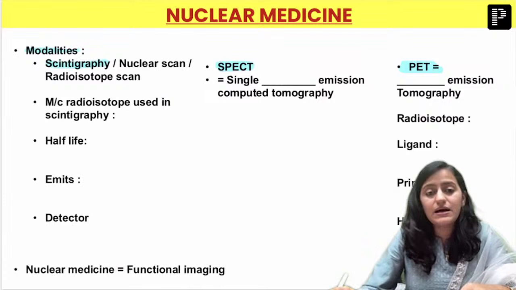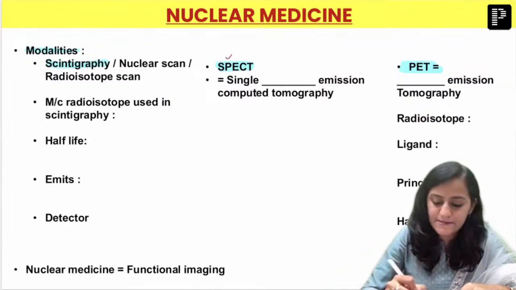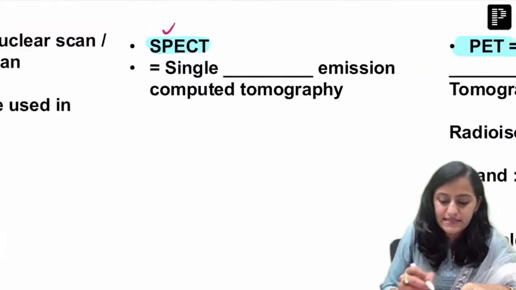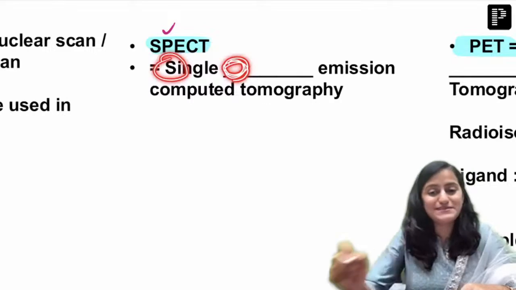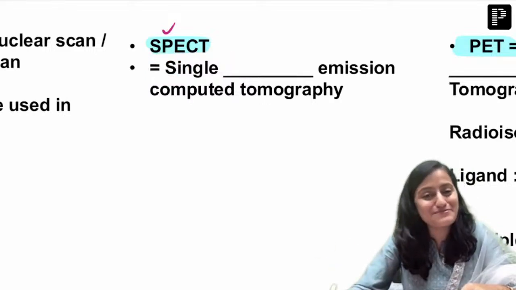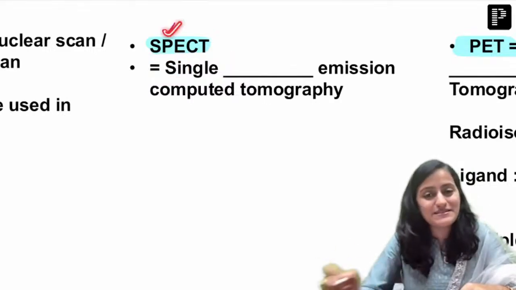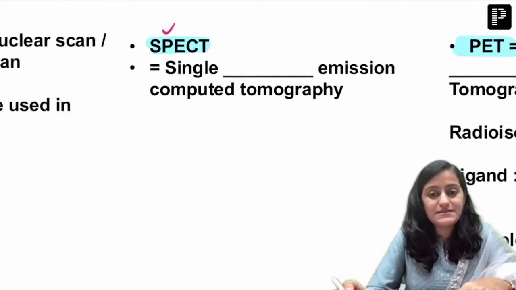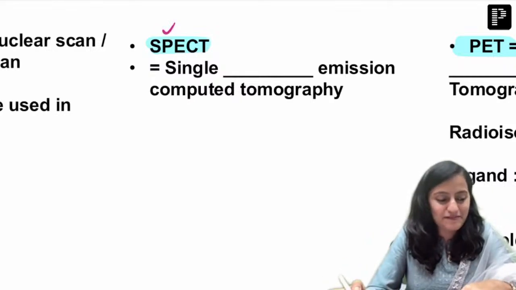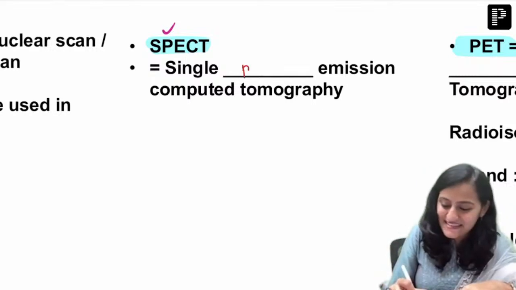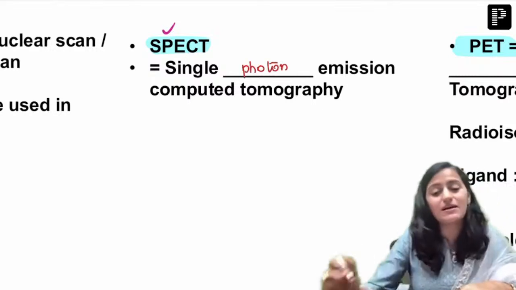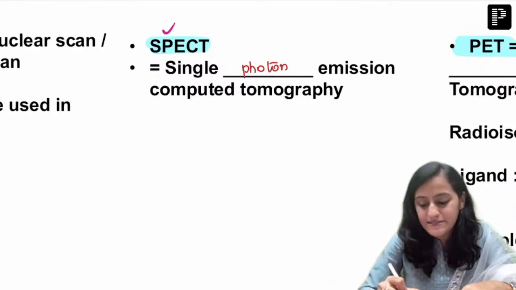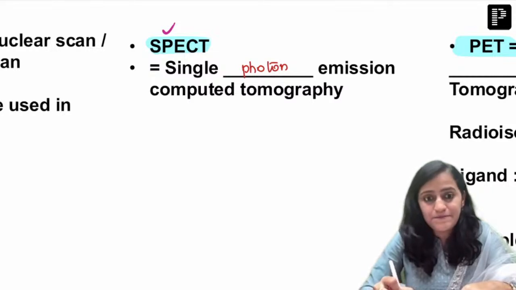Now tell me, what is the full form of SPECT? SPECT stands for single. What does P stand for? Let me see how many of you get this right or make a mistake here. What does P stand for in SPECT? Very good, that's amazing. You are right. It is single photon emission computed tomography. Please do not make a mistake here.